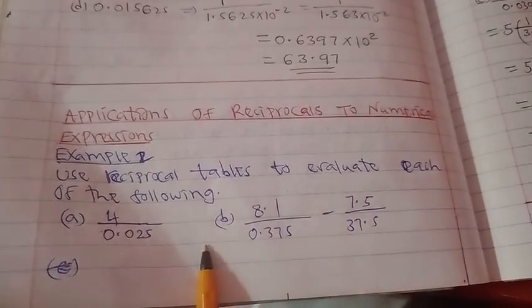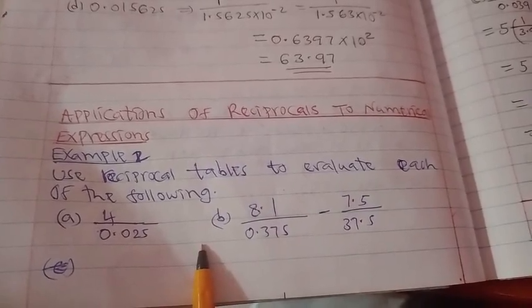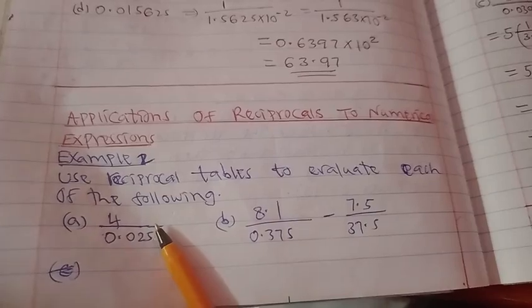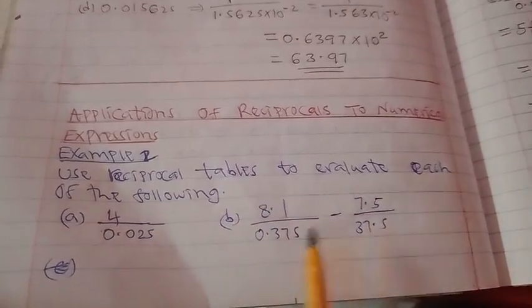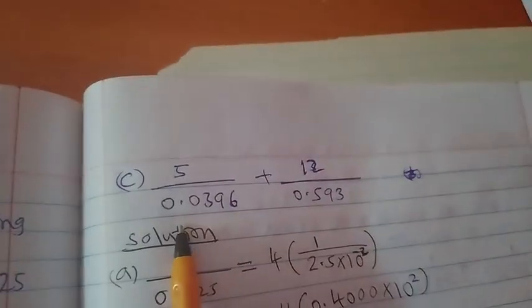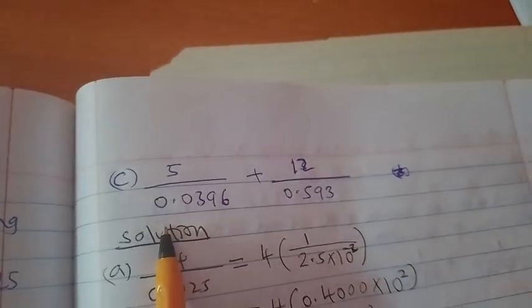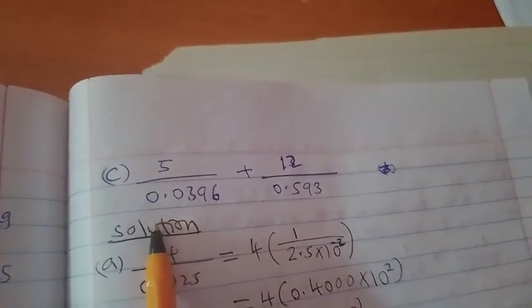Now, even before we continue the table, you can use a calculator, you get the answer, but don't write it. You just write it somewhere, then you can counter check. When you have used the table, you can confirm that the answer is valid. Now, for part C, we have 5 over 0.0396 plus 12 over 0.593.